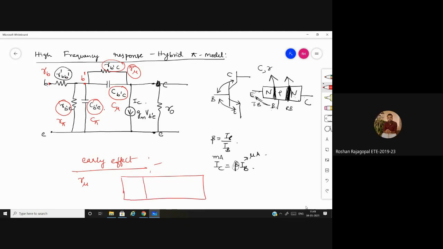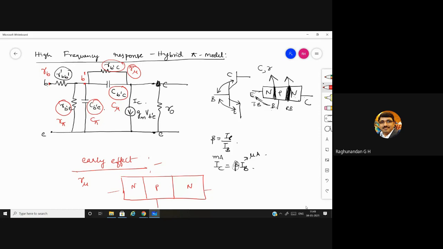Sir, I think it is the variation of the base width or something like that. We did it in last sem. Is it the variation of the width of the base when we apply that voltage? Something like that, I remember. Yes, yes, good. You're almost near.